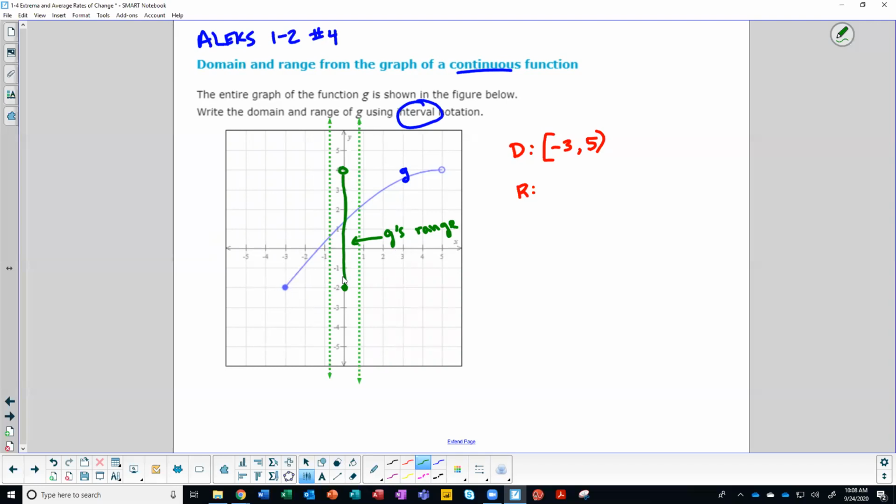You go smallest to greatest, or in the case of range, lowest to highest. We start with the -2 and go up to this 4 value. The -2 will be a bracket or parenthesis? A bracket, that's right. And the open circle? Parenthesis. And that's how you get your answer there.